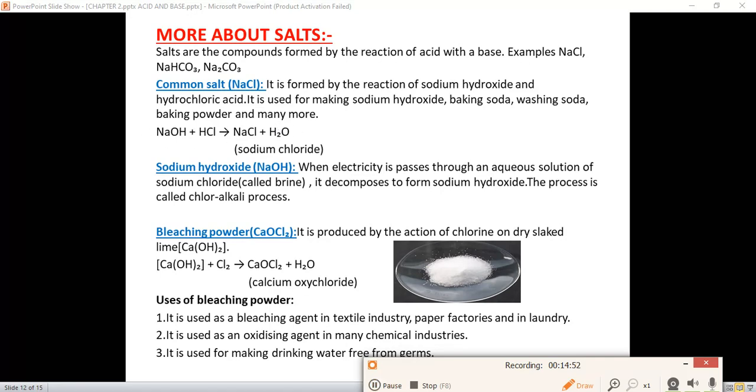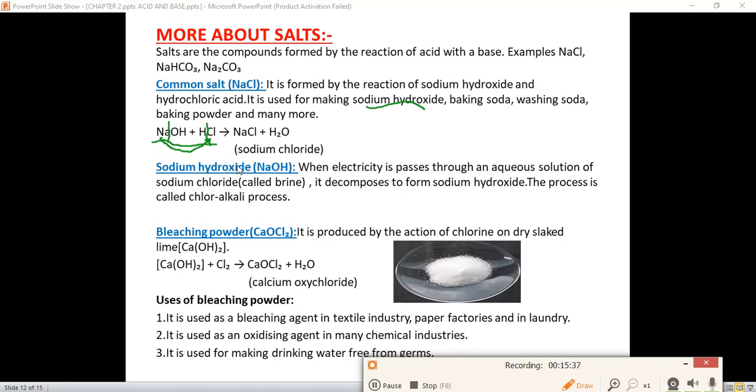Now let's have a look at the reaction. NaOH plus HCl gives us NaCl plus H2O. The bond between Na and OH will break, and the bond between hydrogen and chlorine will break. Na will combine with Cl and give us the product NaCl, sodium chloride. OH and H will combine and give us the product H2O. So how is sodium chloride formed? It is formed by the reaction of sodium hydroxide with hydrochloric acid. This sodium chloride, NaCl, is used for making many other salts like baking soda, washing soda, baking powder, and many more. Now we will study sodium hydroxide, NaOH.